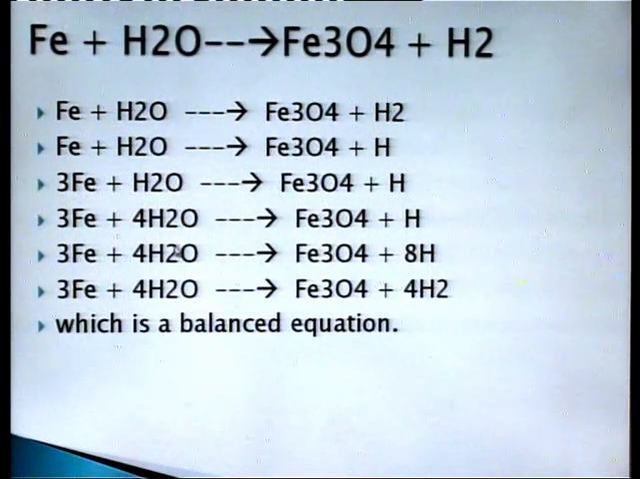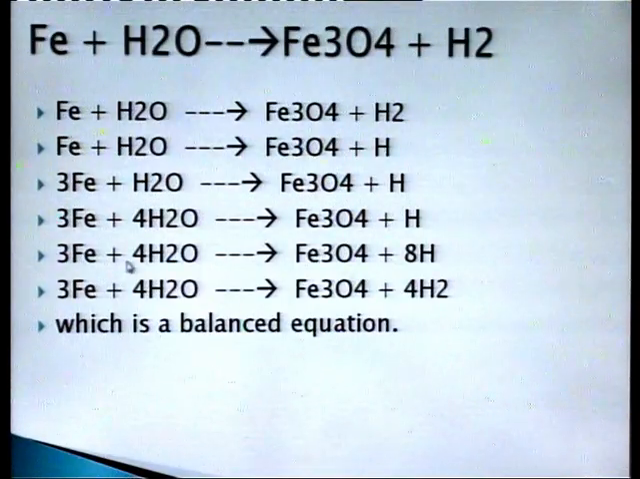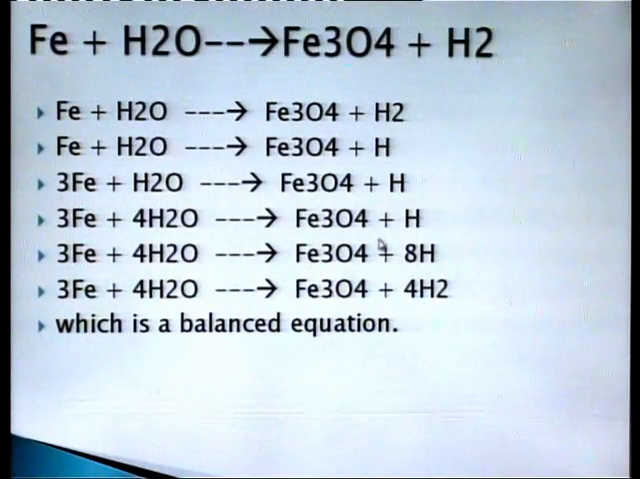Now, the number of oxygen atoms has become 4 on the reactant side also. That means we have balanced iron as well as oxygen. In the last step, we have to balance the elementary gas, that is hydrogen. If we see the reactant side, there are 8 hydrogen atoms, but the product side contains only 1 hydrogen.